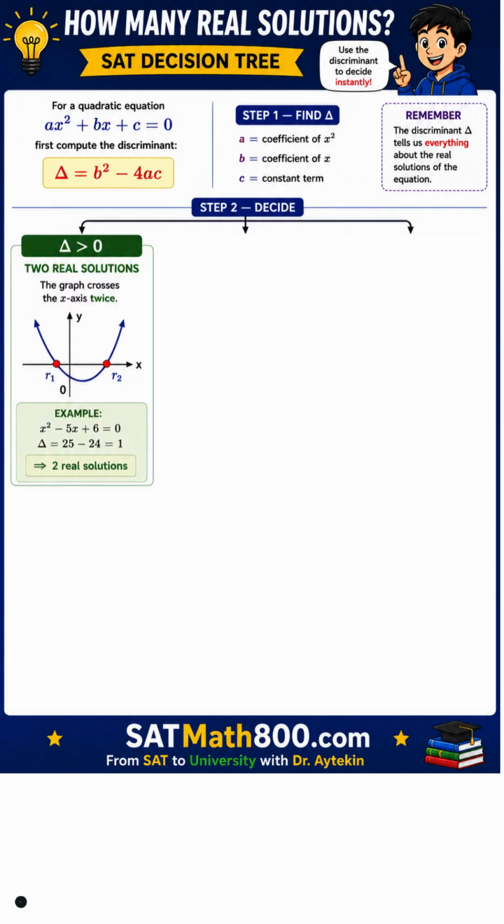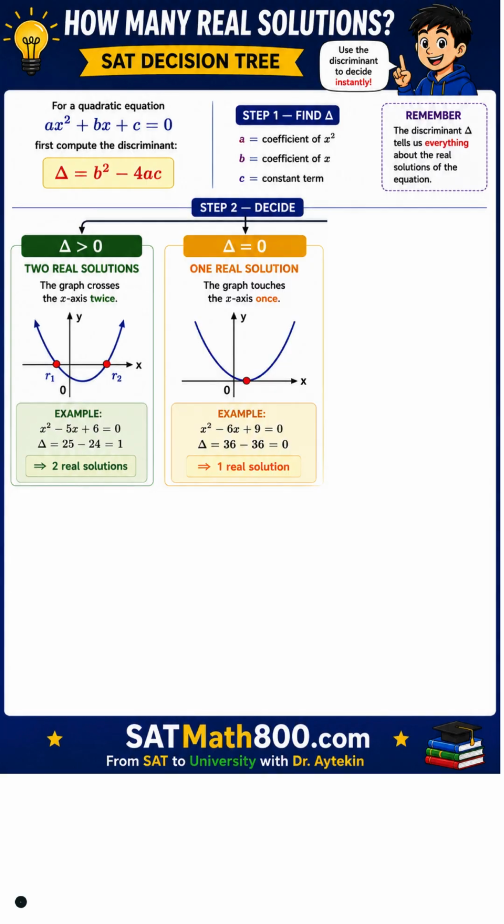So if delta is larger than 0, we have two real solutions, and these solutions are the x-intercepts. The second case is if delta is equal to 0. There is only one solution, and that is part of your vertex point. In this case, the x, or the minimum point, the minimum value of y.